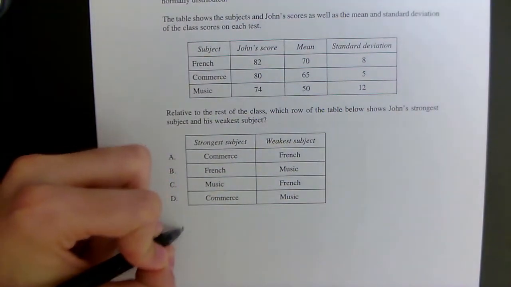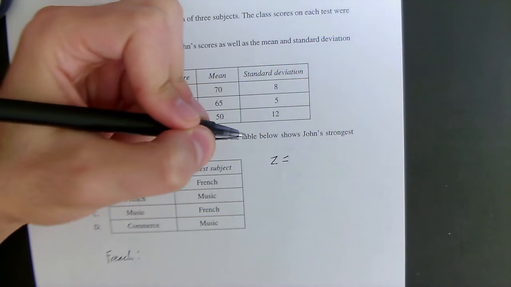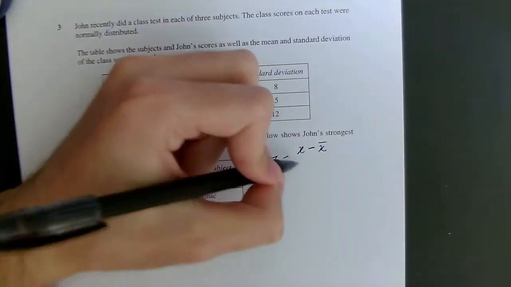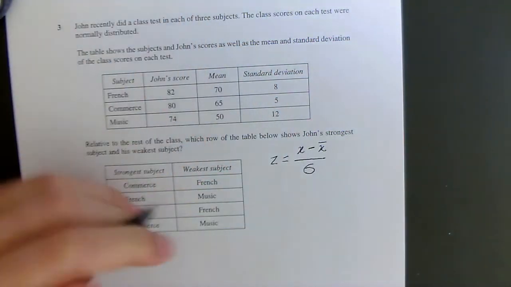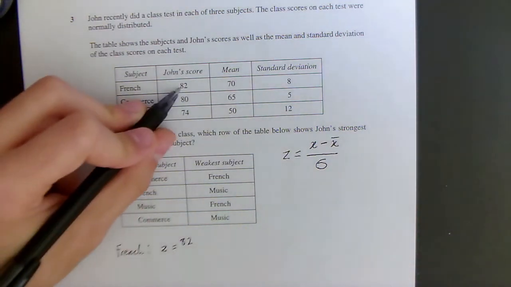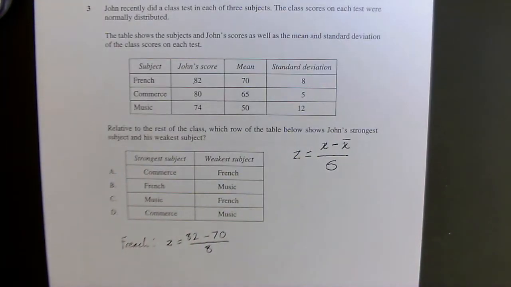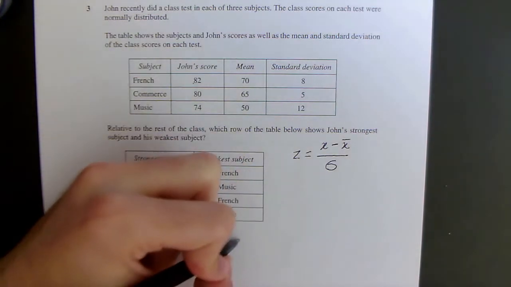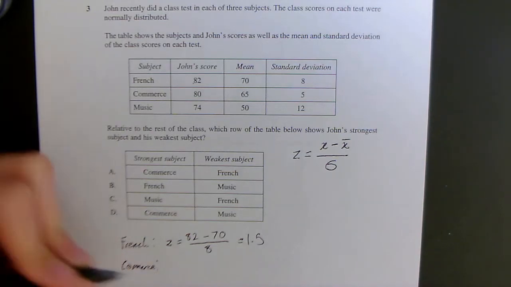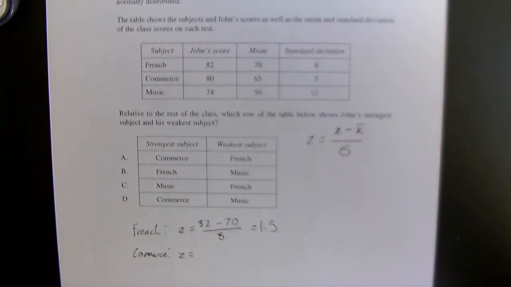So let's find the z-score for French, okay? So recall that the z-score is equal to the individual score minus the mean all over the standard deviation. Okay, so for French, the z-score is equal to 82, so his score, minus the mean, which is 70, all over 8. Okay, so that obtains a z-score of 1.5. For commerce, okay, our z-score is our score, which is going to be 80.